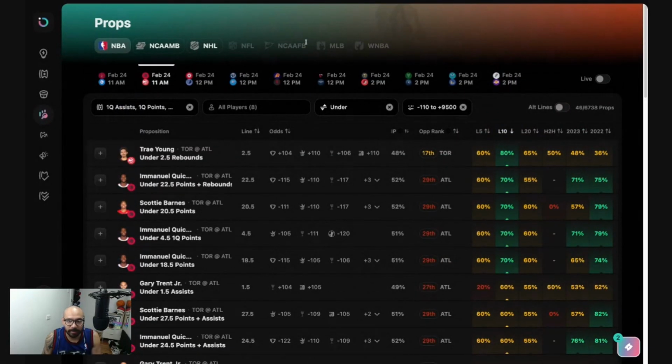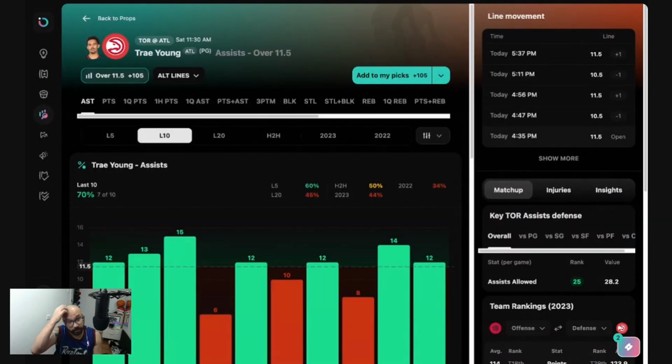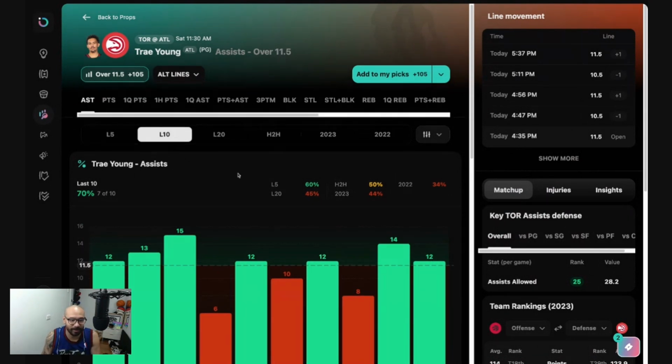It's the Toronto Raptors versus the Atlanta Hawks. All right, so we're going to jump into Trae Young firstly. He's got a 70% hit rate on his assist prop. So I like this already, and I've only been looking at it for a few seconds.